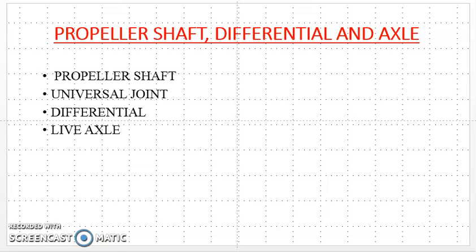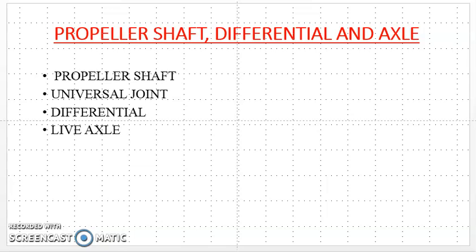We are going to learn about the propeller shaft. What is a propeller shaft? What is the function of a propeller shaft? And what are the different types of propeller shaft? We are also going to learn what a universal joint is, how it works, as well as the different types of universal joints.